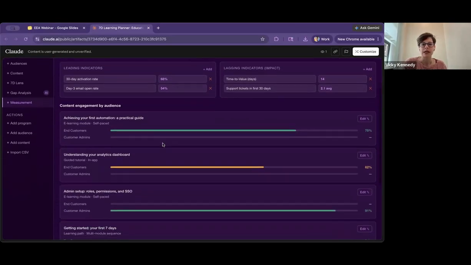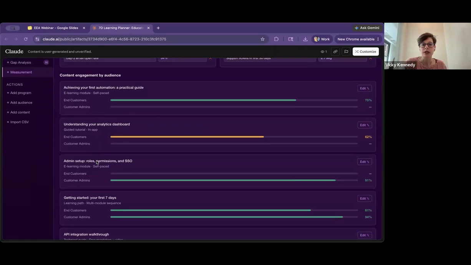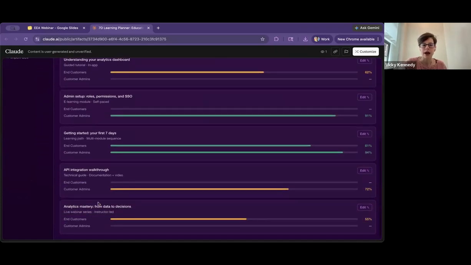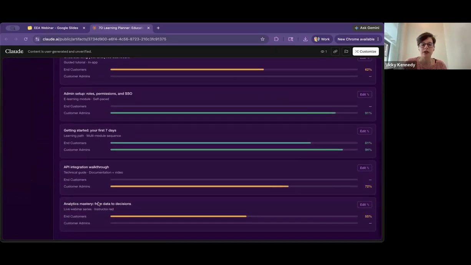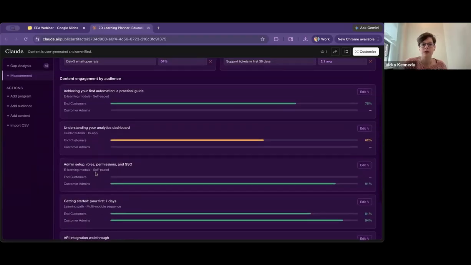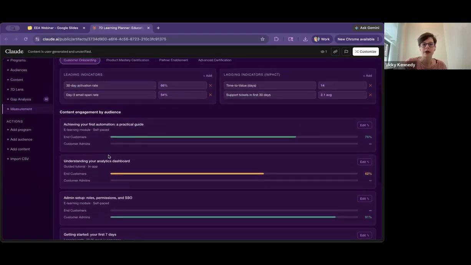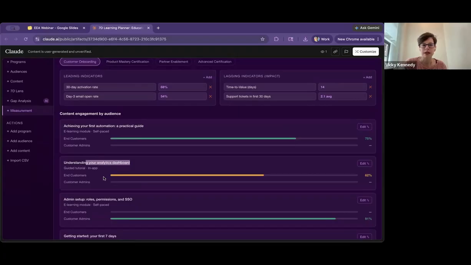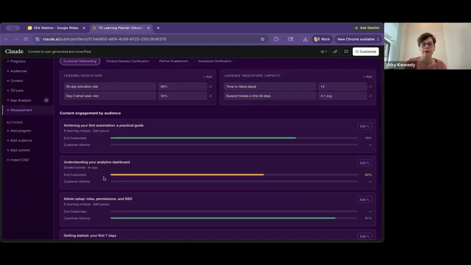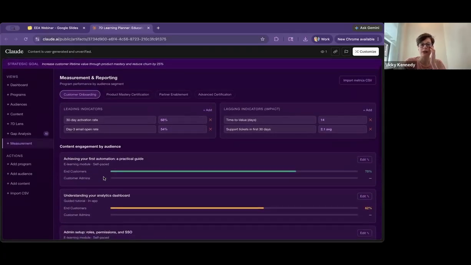I'm able to see how they are actually doing in capabilities. How are my efforts to instruct these capabilities paying off? We have some positive ones here, and we have some room for improvement in helping them understand the analytics dashboard. But this is just looking at it from that perspective. This is not course or content metrics. This is not showing me completion rates. This is showing me if capabilities have been achieved.